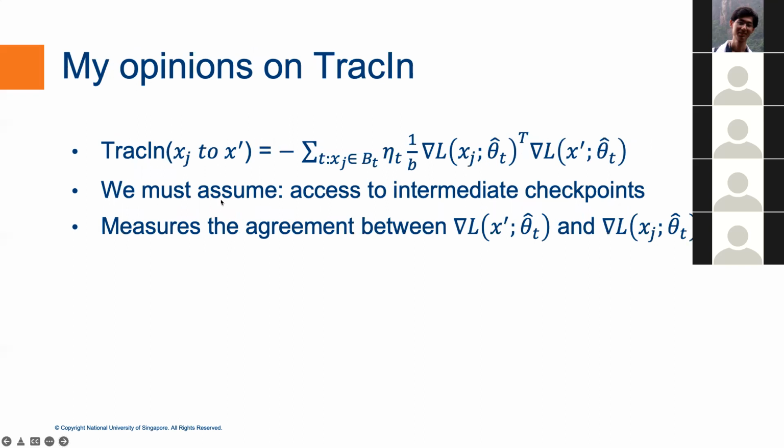Yeah, let's move on. So the key assumption is that we need to have access to the intermediate checkpoints. So we are the owner of the model. And if we look at the formula, I think it basically tries to measure the agreement between the training gradient and the testing gradient. If they agree with each other, then xj will have a large contribution to x prime.